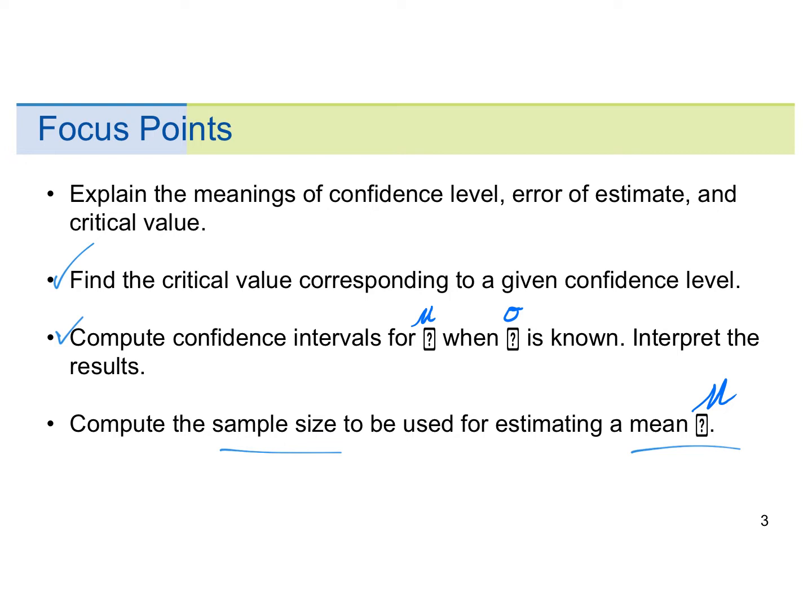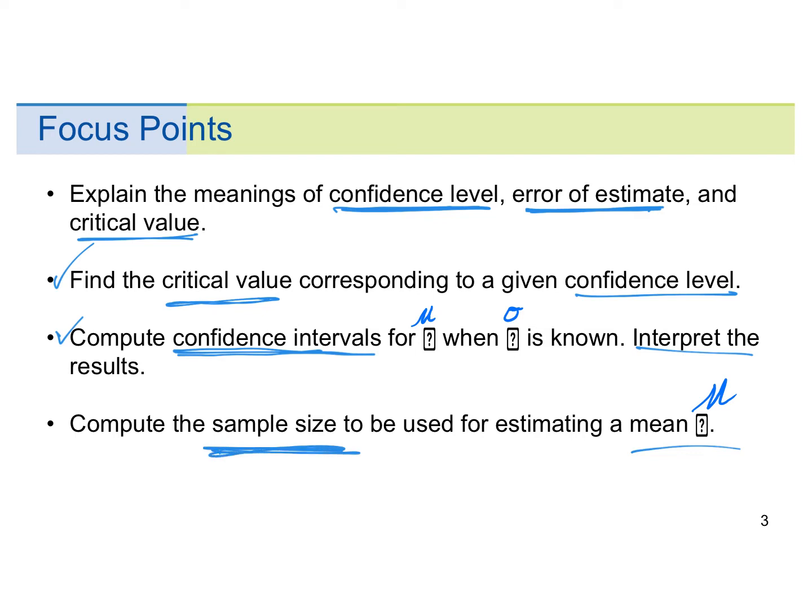So, reiteration: please understand that we talked about confidence level, error of estimate, and a critical value. We found our critical value corresponding to a confidence level, not only the ones you're supposed to memorize, but I did remember 92%. We computed an entire confidence interval, we interpreted the results, and the final thing we did is we found the sample size used for estimating our mean mu. Okay, guys, that's chapter 8.1.